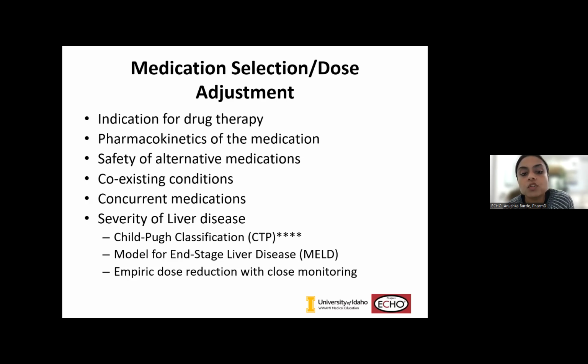So this is important. We actually have to calculate the Child-Pugh score, or something called MELD, which is Model for End-Stage Liver Disease, in order to be able to adjust medications based on the references or resources that you use. And then again, empiric dose reduction is recommended, obviously with close monitoring in these patients.